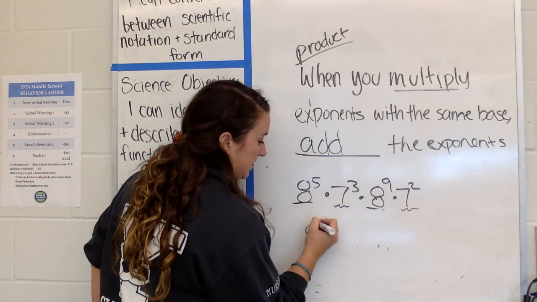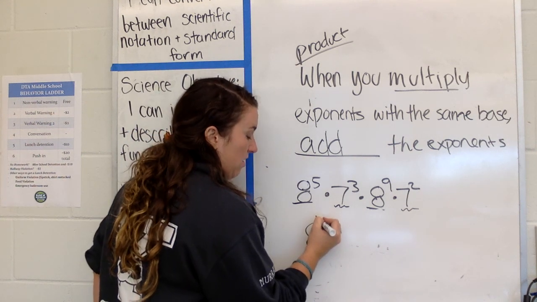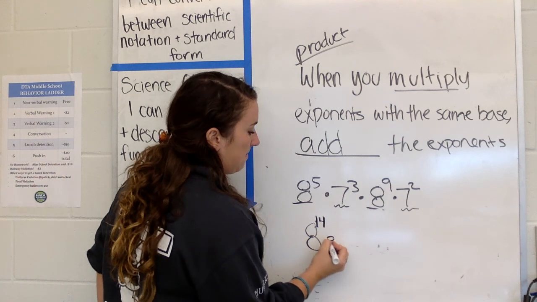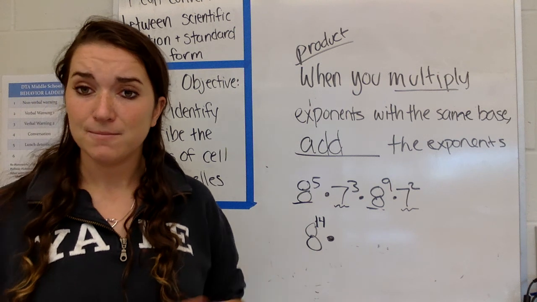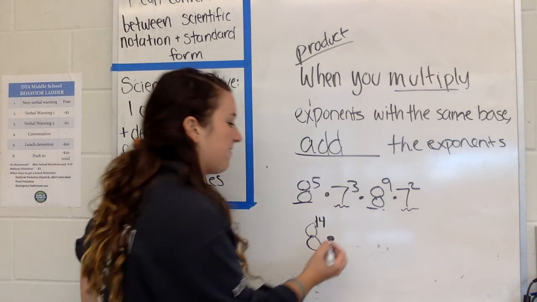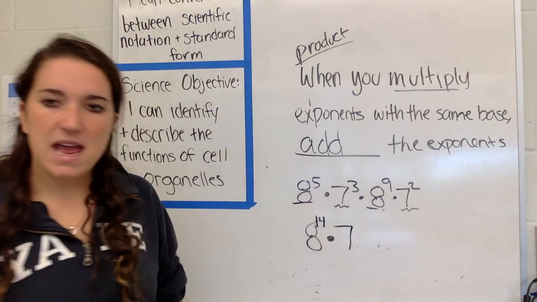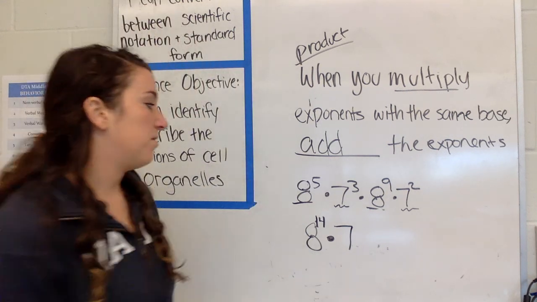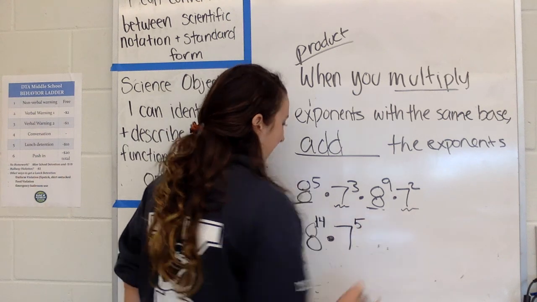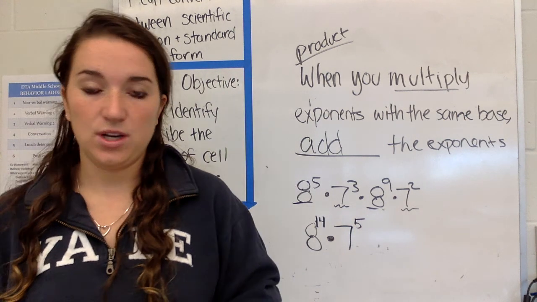So I have 8 to the 5 plus 9, which is 14. Multiplied, we keep our multiplication sign because it's all multiplication. And I have my 7, so I'll keep my base. What is my exponent going to be for the 7s? It will be 5 because you add 3 and 2.